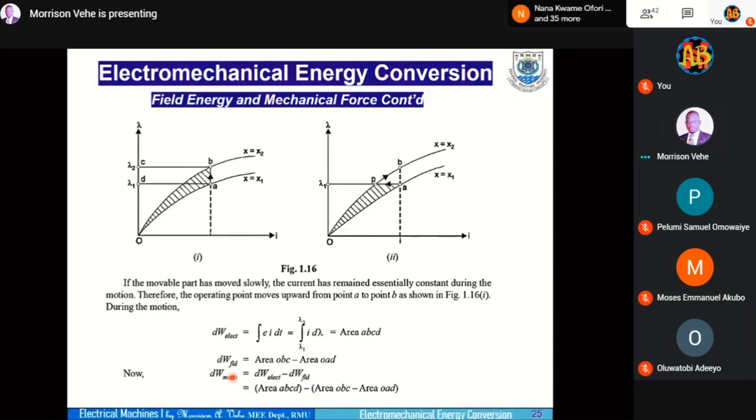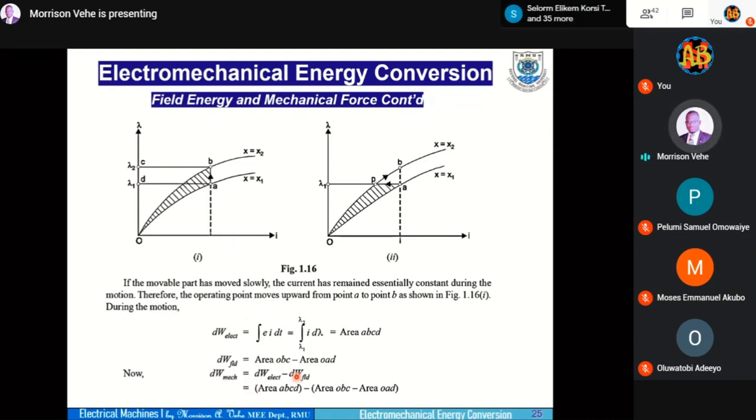So we can also look at the field. What is going to happen in the field is going to be OBC minus OAD. These are O, B, and C, and these are O, A, and D. So we are looking at the situation at the field.